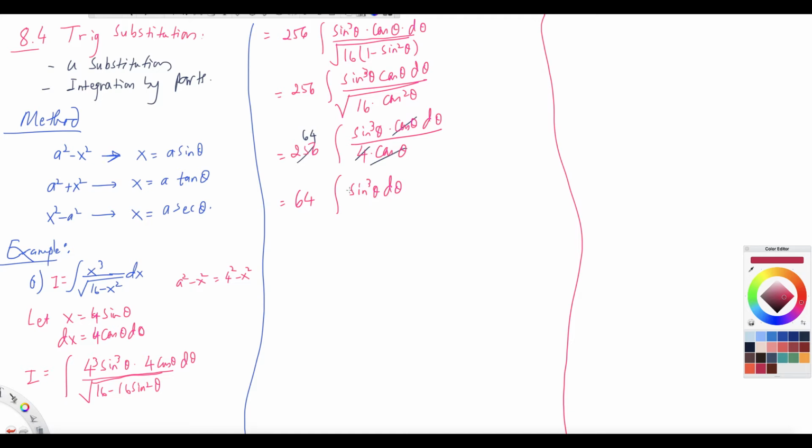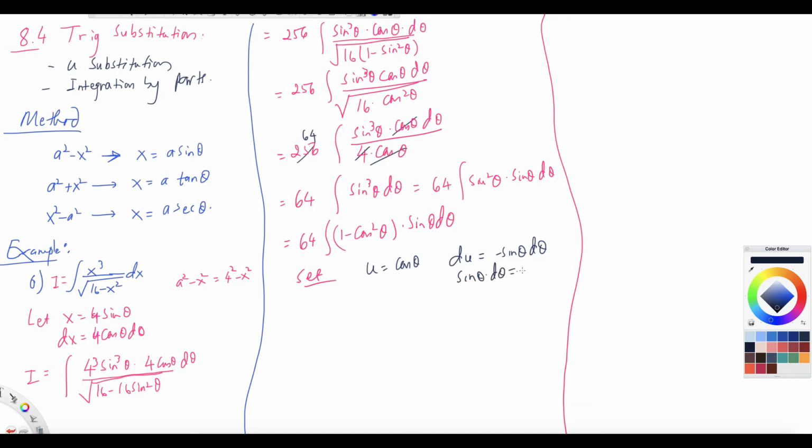Do you remember how we found the integral of sine cubed theta? What I did there is 64 was there, and then I did sine squared theta times sine theta d theta, which equals 64, and then you write 1 minus cosine squared theta times sine theta d theta. That's what I found in 8.3. So again we need to do u substitution. So u equals cosine theta, then du will be negative sine theta d theta, right? So sine theta d theta will be negative du.